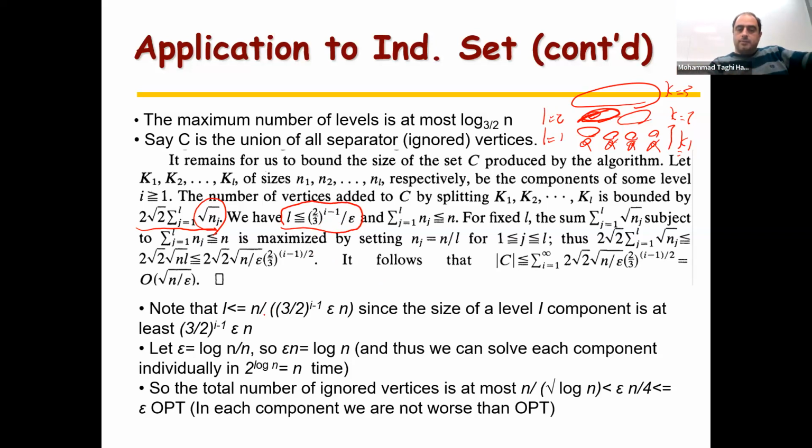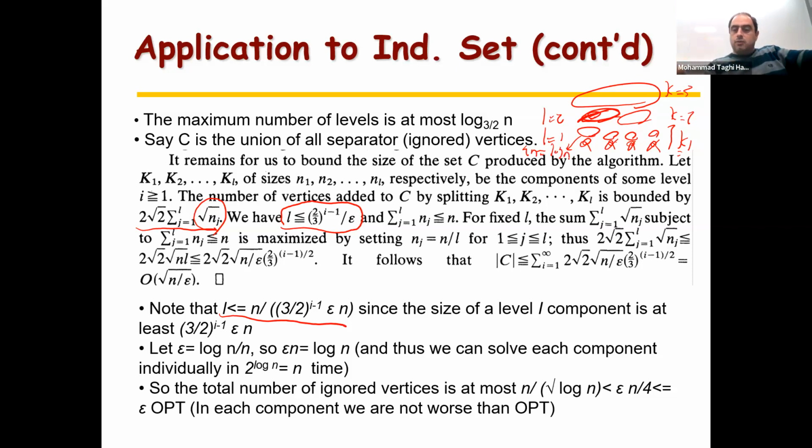One important thing is that I know that L is at most this amount. Why? Because I know that L would be less than or equal to n over (3/2)^(i-1) epsilon n. So I know that for each of these, I will stop when the size of this one becomes epsilon n, which is equal to log n.